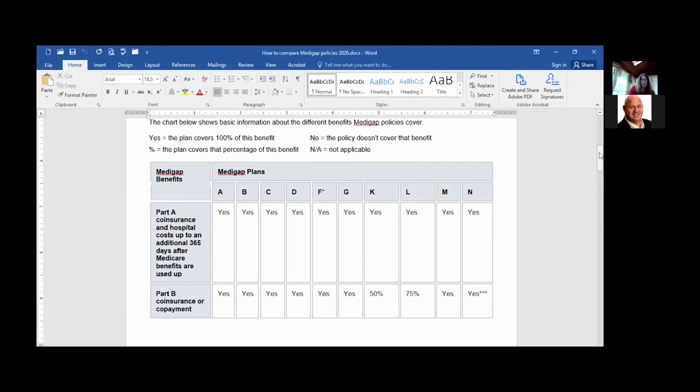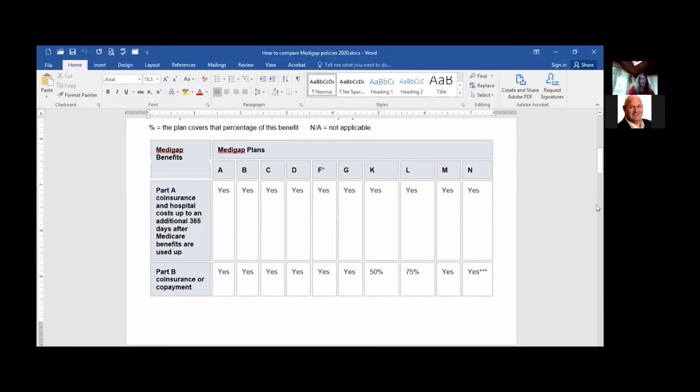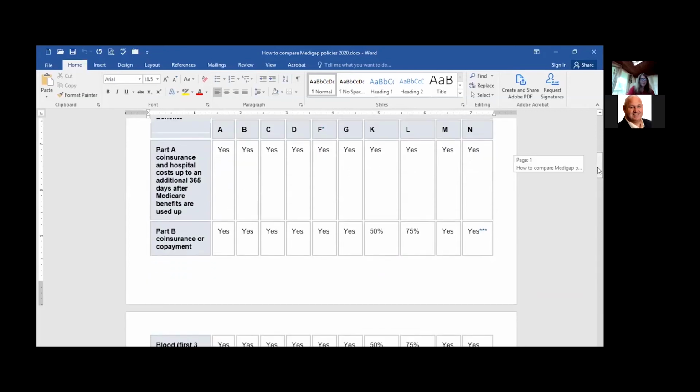They all help cover the co-insurance and additional hospital costs to supplement Medicare Part A coverage. As I mentioned before, there's no limit to the dollar amount of deductible that you pay for your Part A insurance. So these all provide a supplement and additional hospitalization to go with your Medicare Part A. As you can see from the next line, this is where some of the changes start to occur.